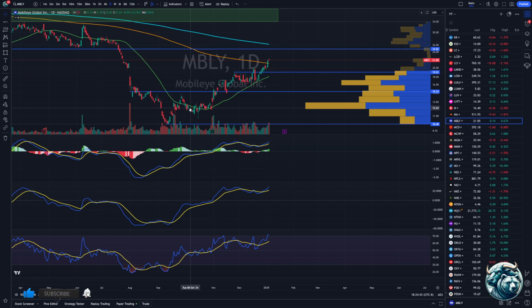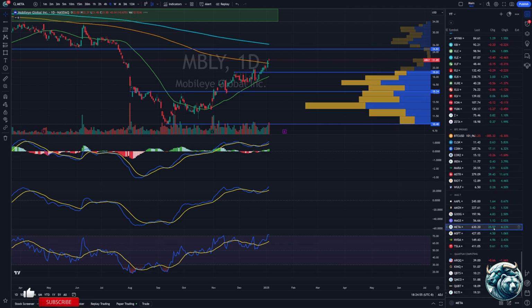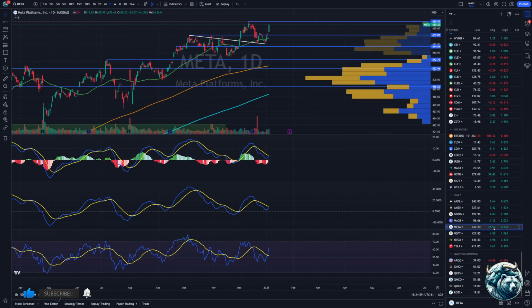It had this massive sell-off right in this area, but now is actually coming back strong. I really like this name, and that's why I've been mentioning it more often. Now let's go back to the Max 7 and let's talk about Meta.